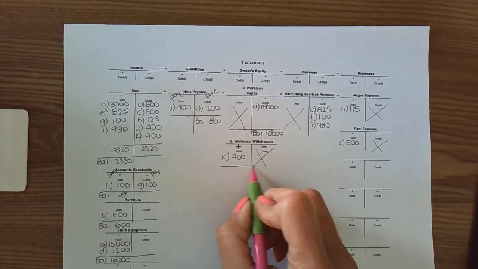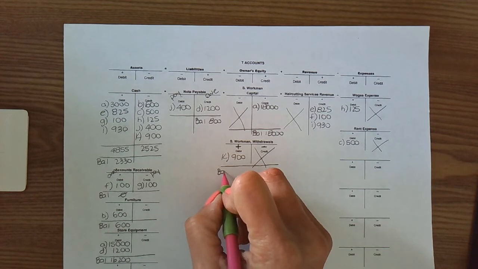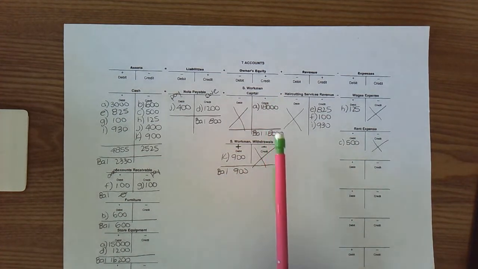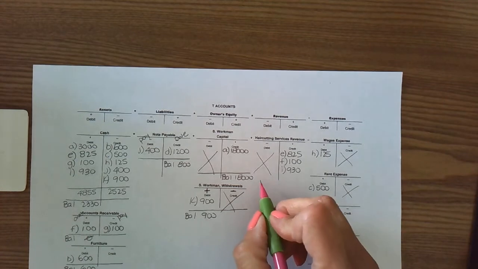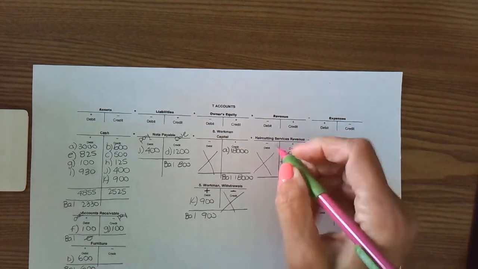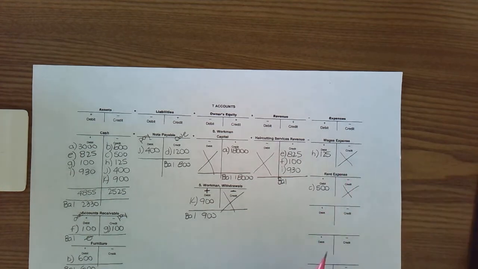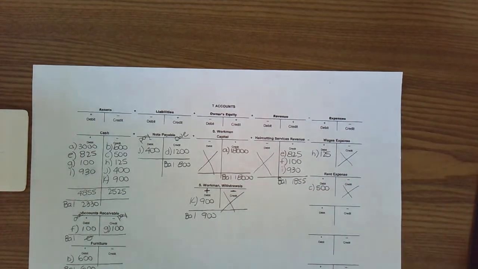For the withdrawals, the owner only made one withdrawal, so on our debit side, we'll write balance and 900. So again, normal balance side, capital is credit, withdrawals is debit. All right, revenue, we'll draw our line across here. Normal balance side is credit, we'll write balance, and we get $1,855.